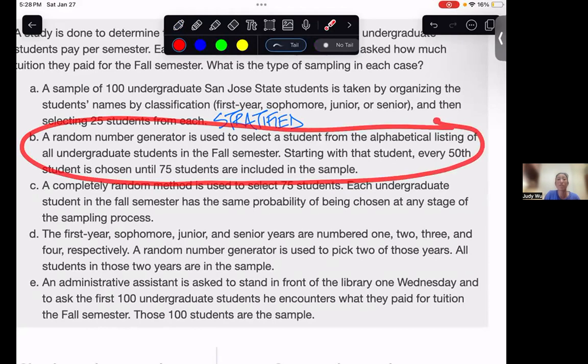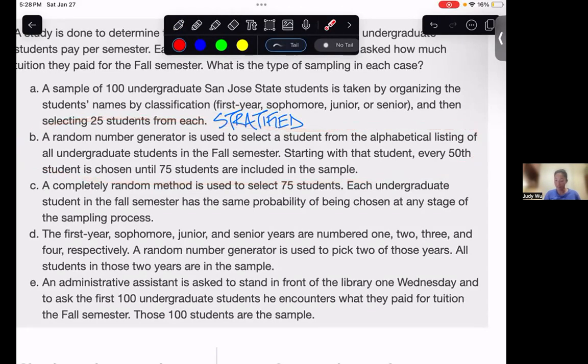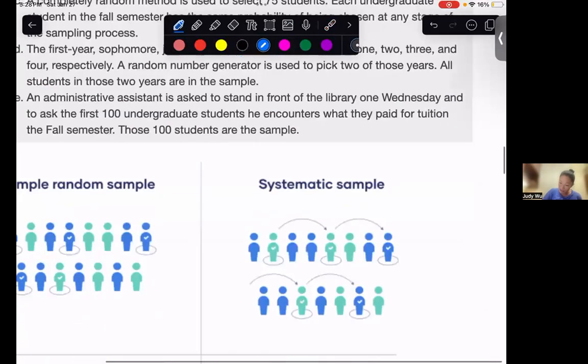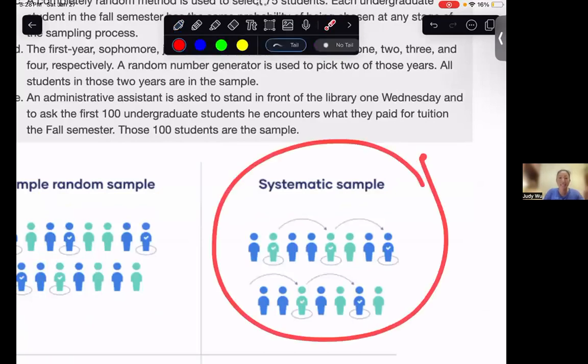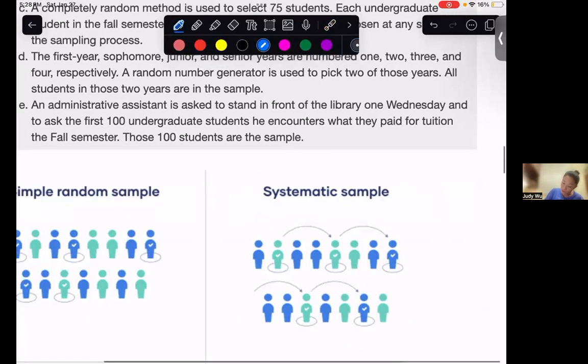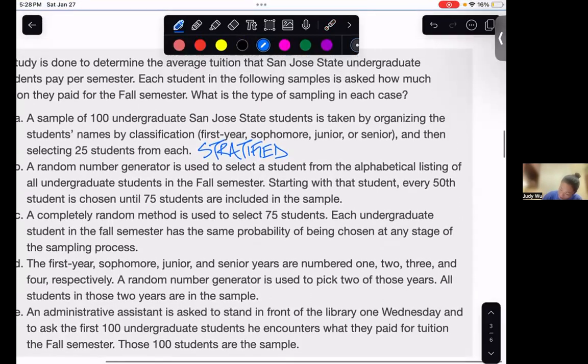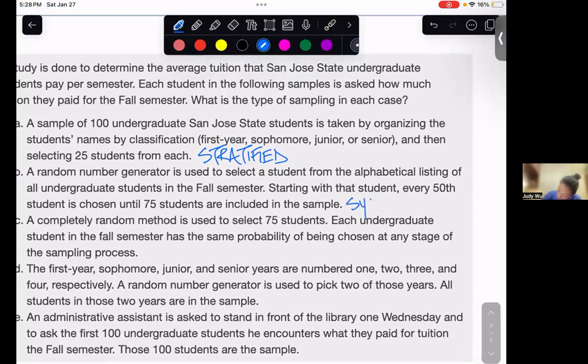Random number generator is used to select a student from an alphabetical list of all undergraduate students in the fall semester. Starting with that student, every 50th student is chosen until 75 students are included in the sample. All right, so here are type A, super organized people, people who like lists, right? And if we go back down here, we can think about that as a systemic sample because we've got some sort of method to our madness. So we'll write in here that this one is systemic.